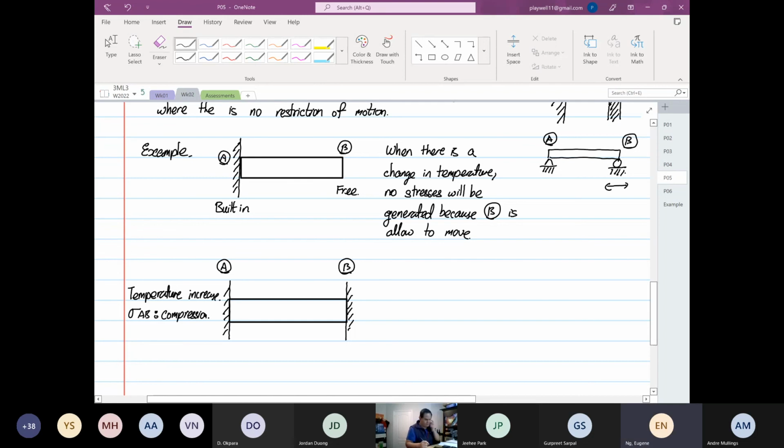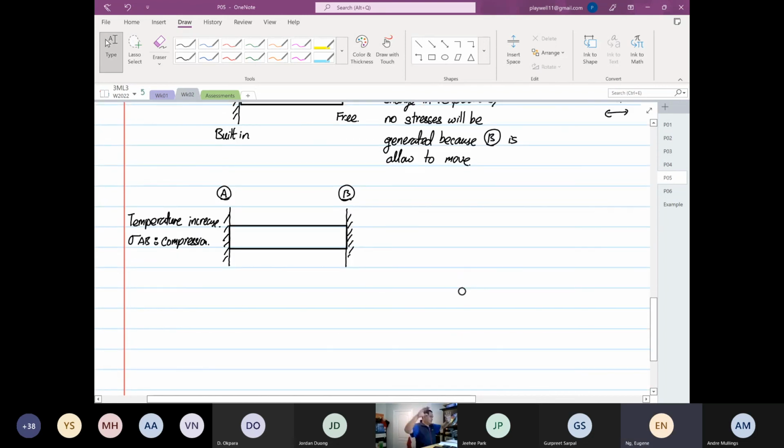Why is that? What we're going to do now is treat it like a statically indeterminate structure. We are going to remove the support at point B. So this is our point A. When we remove the support, because of temperature increase, what will happen?